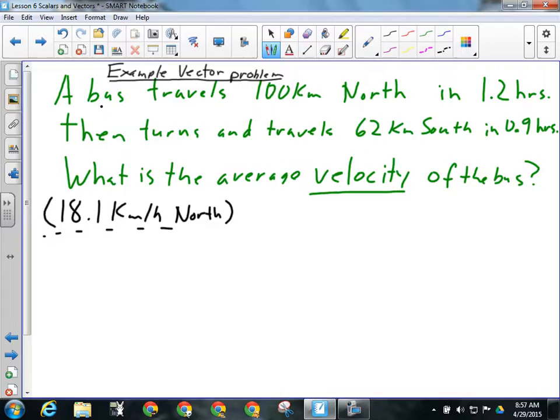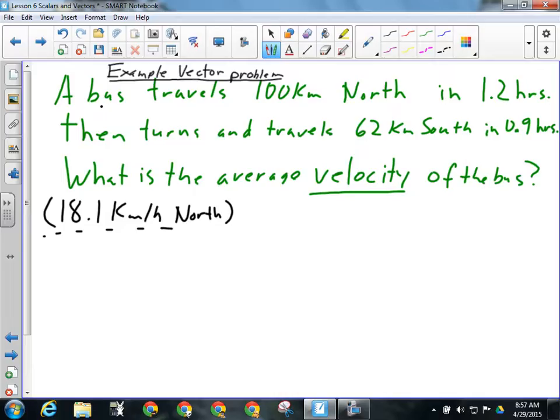All right, so in this question here, we have a bus that goes 100 kilometers north in 1.2 hours, and then it turns and travels 62 kilometers south in 0.9 hours. What is the average velocity of the bus? Okay, so it says here straight out, this is a vector question because velocity is being requested.